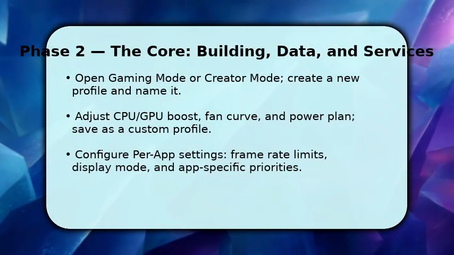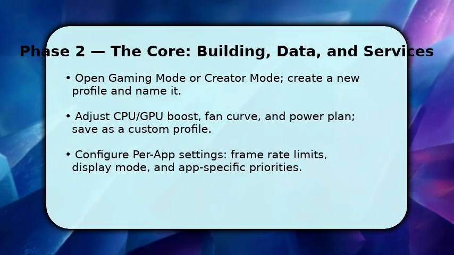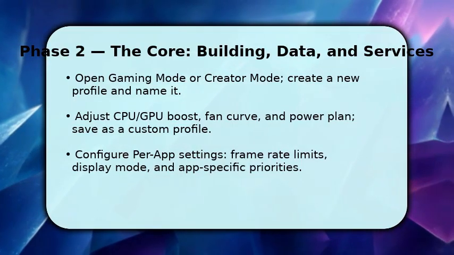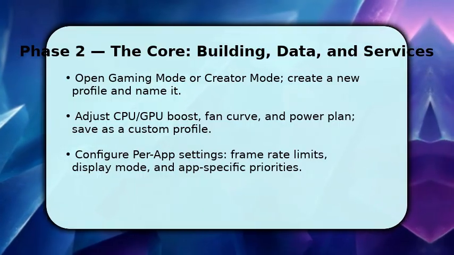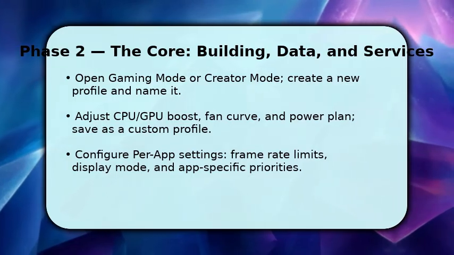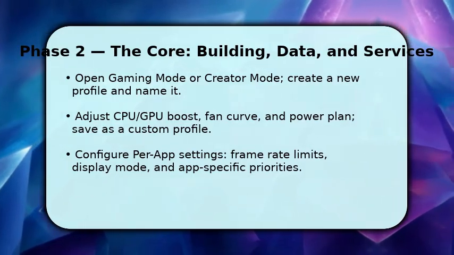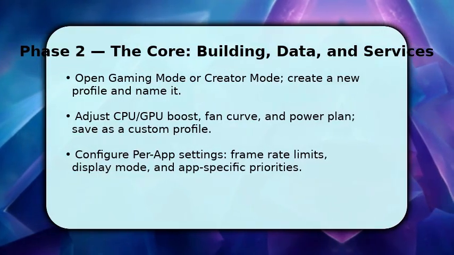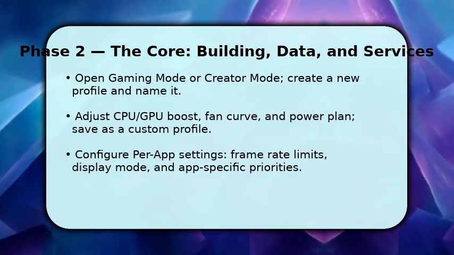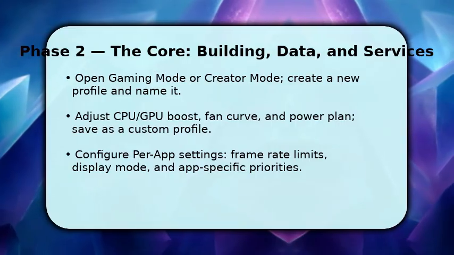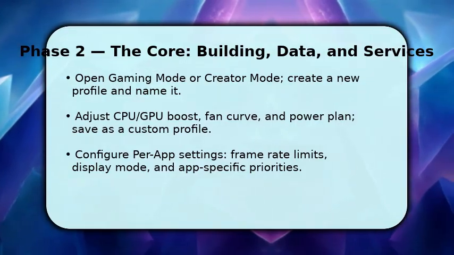You now create and tune a profile tailored to your game. Open gaming mode, create a new profile, and name it so you can switch quickly. This keeps settings organized. Then adjust CPU and GPU boost, set a conservative fan curve for temperature versus noise, and choose a power plan. These balance performance and longevity. Once done, configure per app settings like frame rate limits and display mode. This ensures each game uses the right profile automatically.